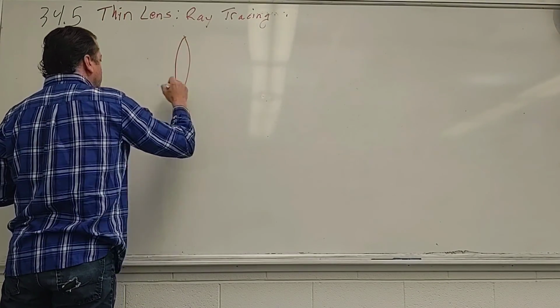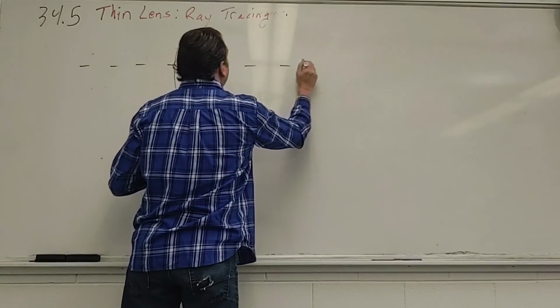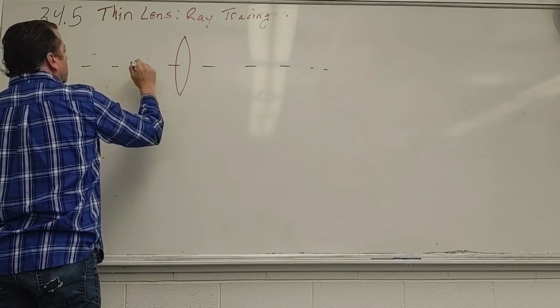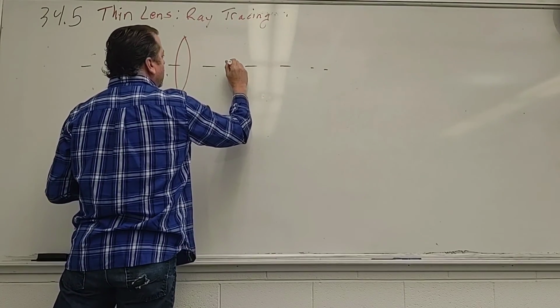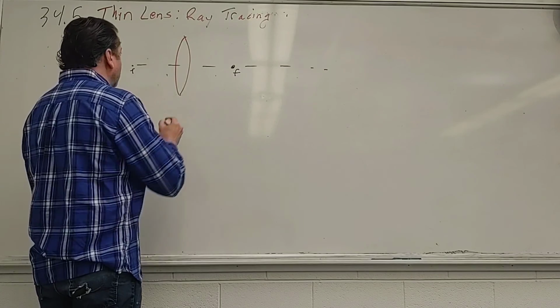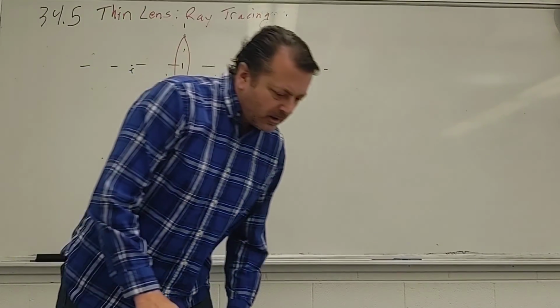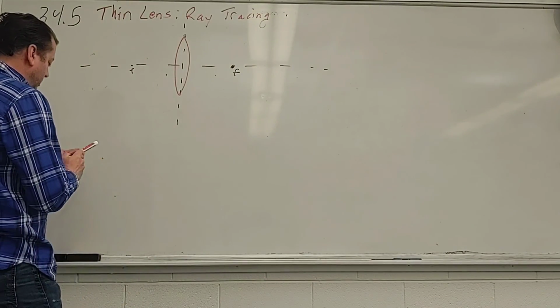Let's look at a lens. Converging lens. Focal length right here and here. We're putting it on both sides. We don't know the direction initially, so we're just going to put it on both sides. There's the lens plane. And let's set up an object.